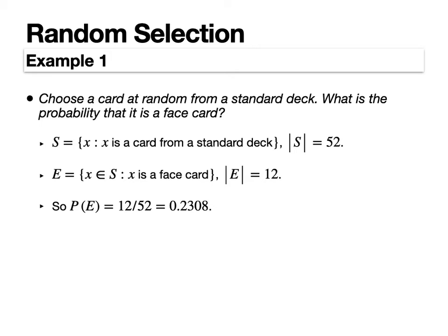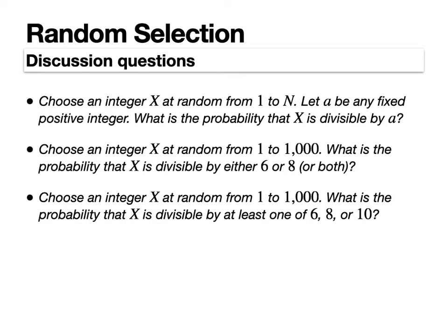So that's pretty straightforward. Although the ideas here are simple, the problems can get complicated fairly quickly. I've got a set of discussion questions here that we'll talk about in detail in class, but let me just throw them at you right now as grist for the mill. The first one says, choose an integer x at random from 1 to n. Let a be any fixed positive integer. What's the probability that x is divisible by a?